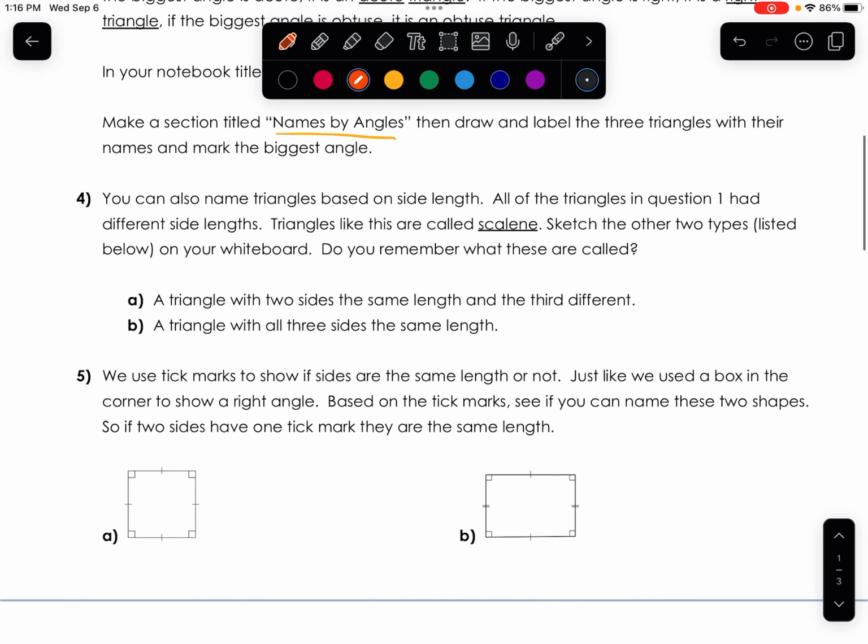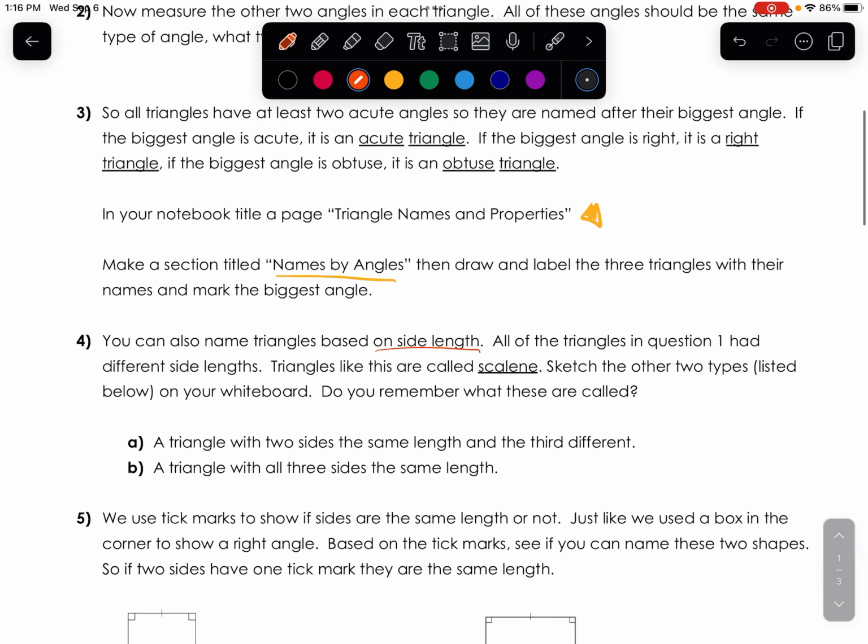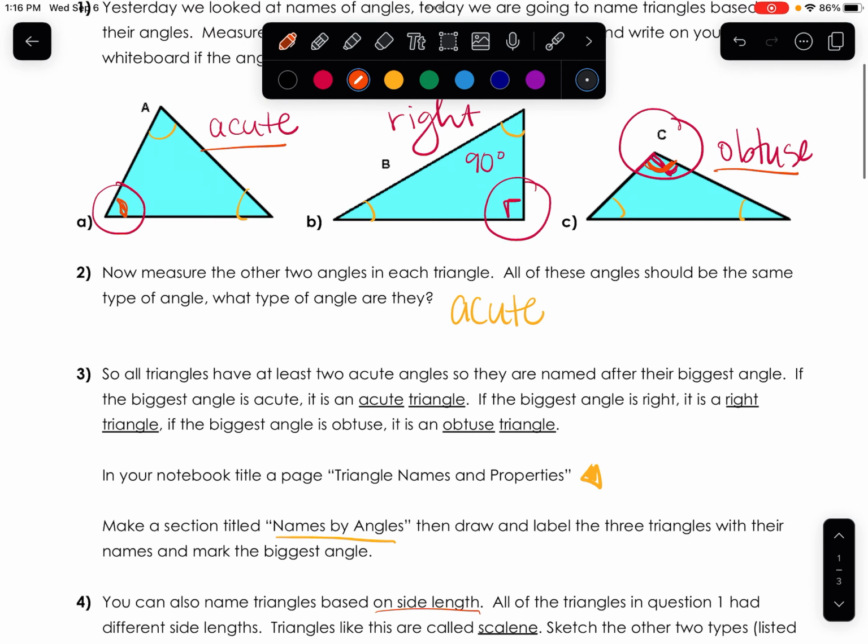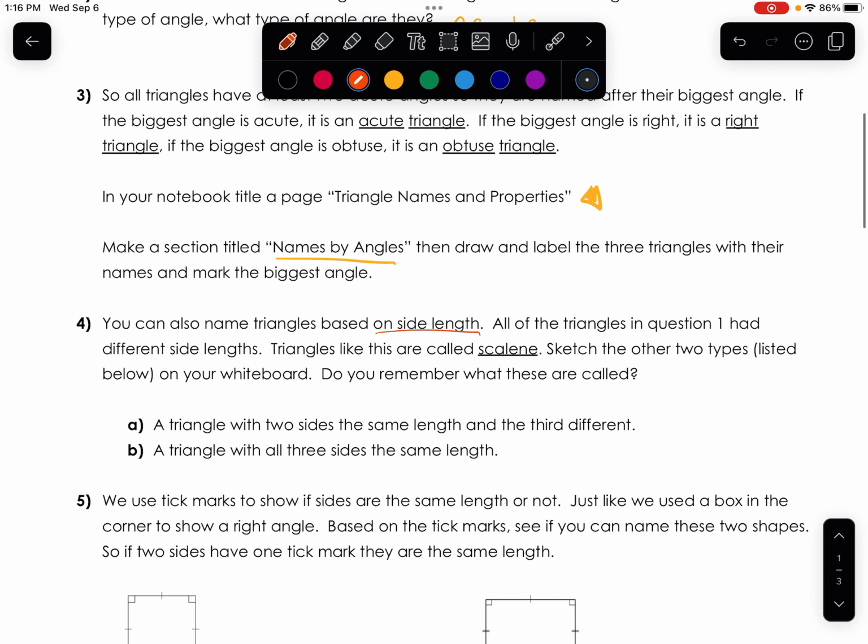All right, so we can also name triangles based on their side length. So all three of these triangles had different side lengths. Like if this was 3 centimeters, this was maybe 4 centimeters, this was maybe 4.5. Triangles where all three sides are different lengths are called scalene. Can you sketch a triangle with two sides the same length and a third different? How about this? And we'll make this one long. Maybe this is 5, and this is 2. So yes, I can. How about all three the same? Yep, we'll declare these. All three, those are all the same.